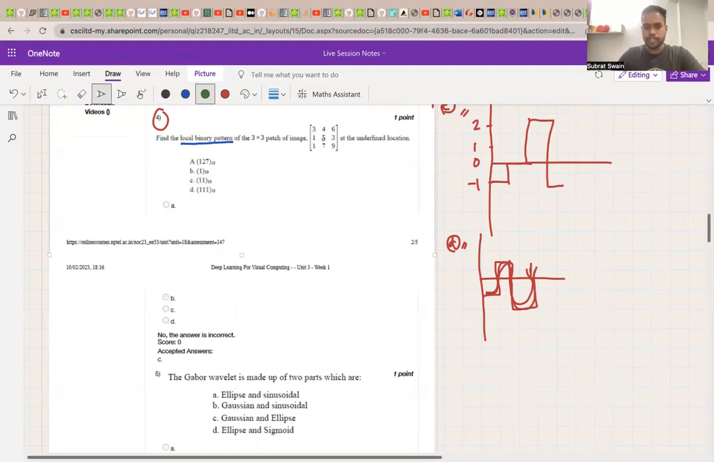Like if 5 is greater than this one, the result will be 0, otherwise it will be false. So if I redo it again, 5 is greater than 3, it will be 0. 5 is greater than 4, it will be 0. 5 is less than 6, it will be 1. 5 is greater than 3, it will be 0. 5 is less than 9, it will be 1. 5 is less than 7, it will be 1. Then these two will be 0, 0.